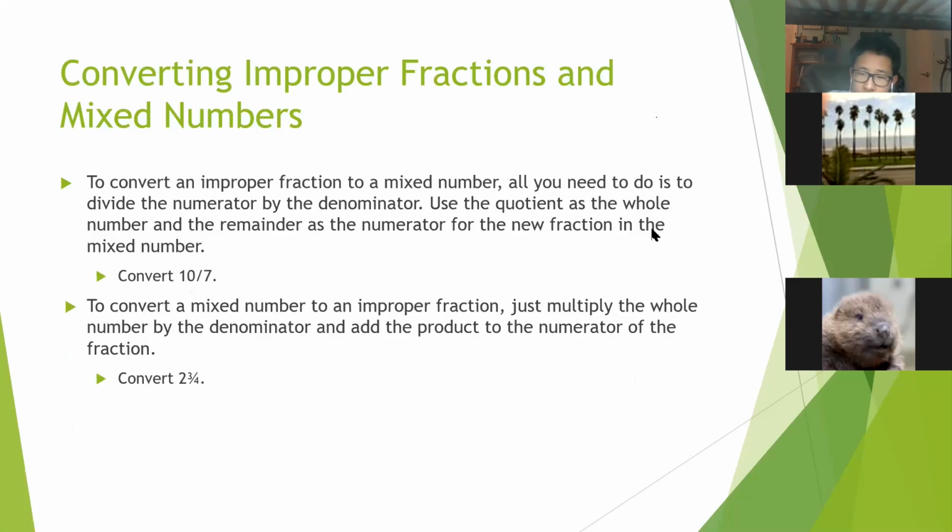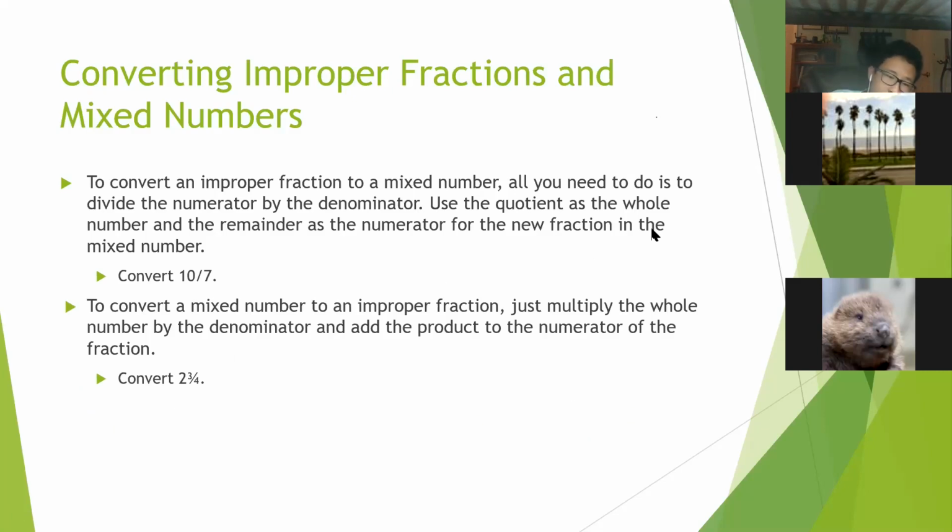So now we're going to learn about converting improper fractions and mixed numbers. To convert an improper fraction to a mixed number, all we need to do is divide the numerator by the denominator. That's how fractions work. You just read it as dividing the numerator by the denominator. And you use the answer to the division as the whole number, and you use the remainder of the division as the numerator for your new fraction.